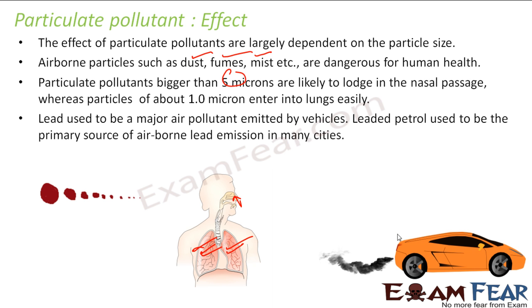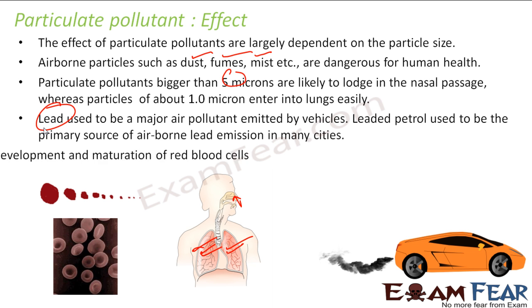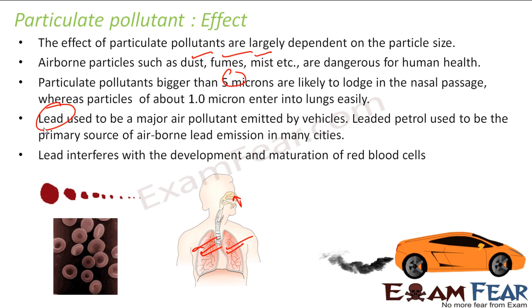Earlier lead used to be a major pollutant because lead was used as anti-knocking agent in the cars, in the automobiles, but now lead is not used with petrol. Without lead, the petrols are used in the car because lead causes so much pollution. Lead also interferes with the development and maturation of RBCs, red blood cells, very critical for our existence.